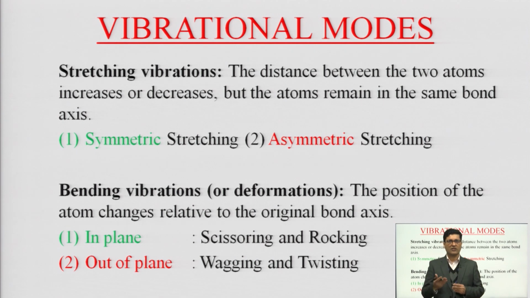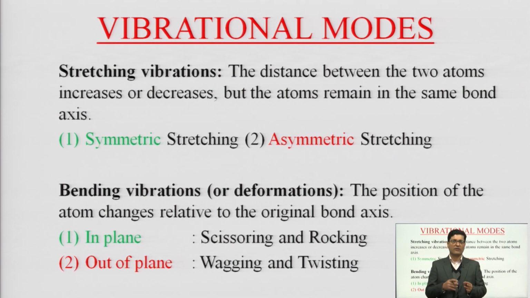But for now, let us proceed to the bending vibrations. Bending vibrations or deformations, we generally observe the change in the position of the atoms relative to the original bond axis. So, these bending vibrations can be in-plane motions or out-of-plane motions. The in-plane mainly includes the scissoring motions and the rocking motions, and out-of-plane motions mainly include the wagging motions and twisting motions.